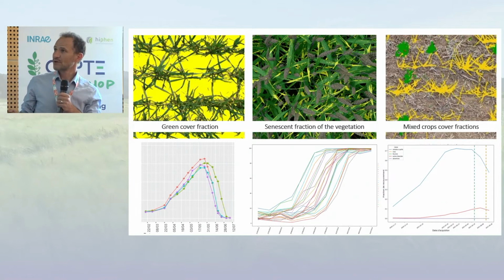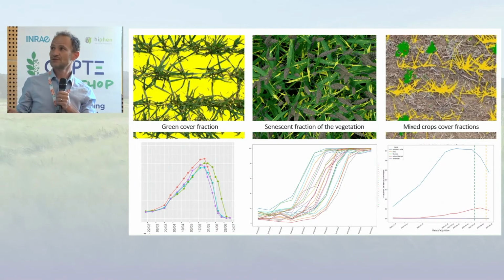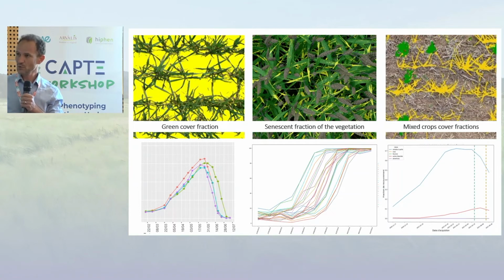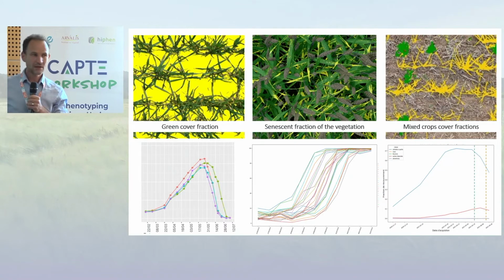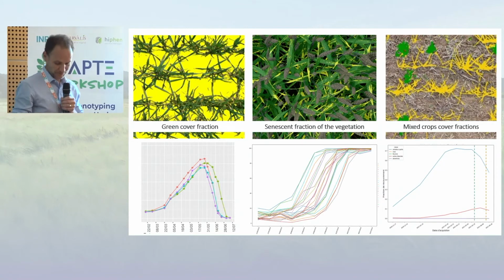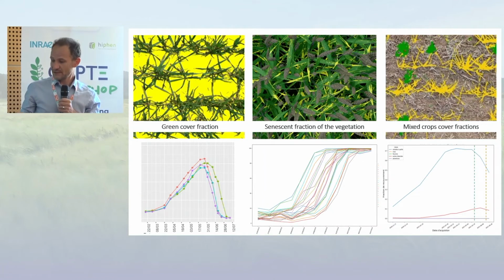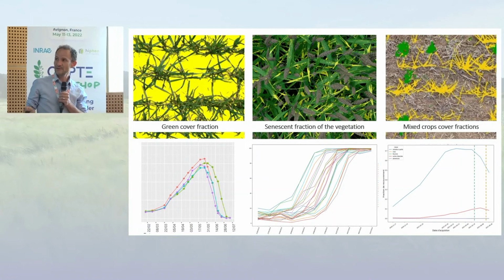Another example of applications of multi-class segmentation models is the separation between different crops within one image, where, in this case, we monitor the growth of the different components of the mixed crops. That's not limitative, but those are some examples.